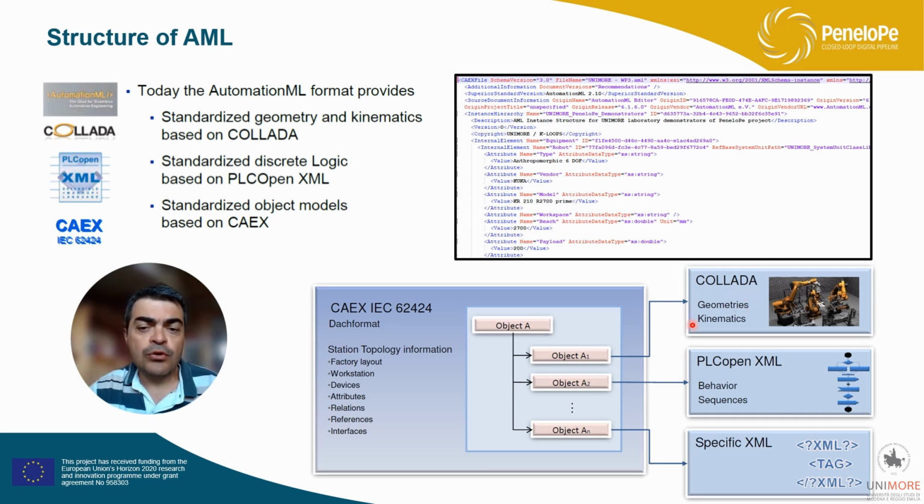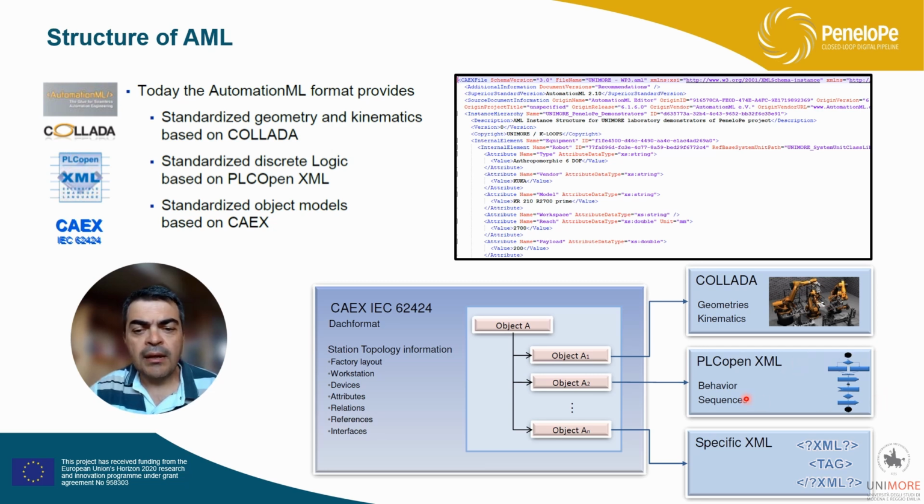Not only geometry, but also kinematic information, so joints, for instance, that are very common and I would say fundamental in automation systems. And the idea of Collada was very similar to AutomationML. So the decision was to use Collada to convey this information as an external reference of a certain AutomationML file. The same was done to represent production processes, behaviors, sequences that are commonly found in PLC coding.